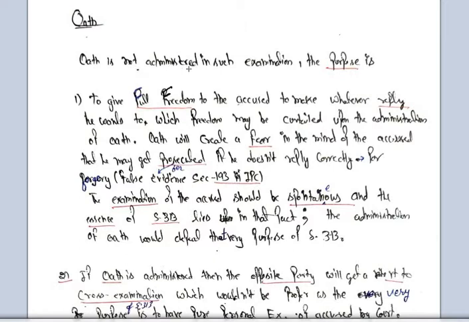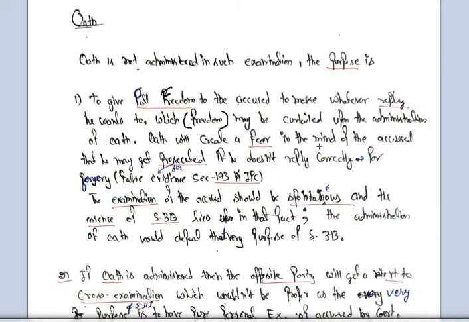Write down, oath is not administered in such examination. The purpose is, first point, to give full freedom to the accused to make whatever reply he wants to, which may be curtailed upon the administration of oath. What may be curtailed? That freedom. Which freedom may be curtailed upon the administration of oath? Oath will create a fear in the mind of the accused that he may get prosecuted. Prosecuted for what? Prosecuted for forgery, false evidence under section 193 of IPC.